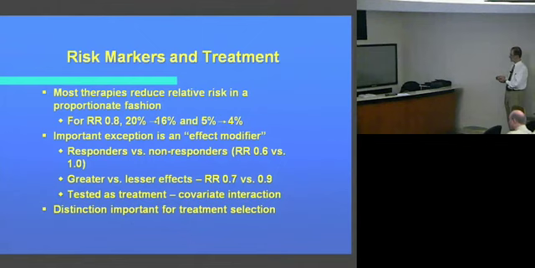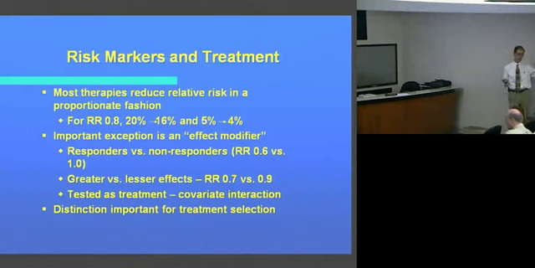In people who are positive, the relative risk reduction is 0.7 versus 0.9. This would be tested as a treatment interaction with this covariate. This is extremely important for patient selection and for whether this is cost effective.